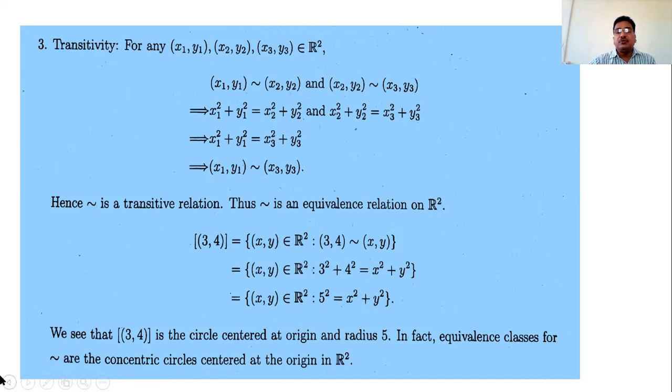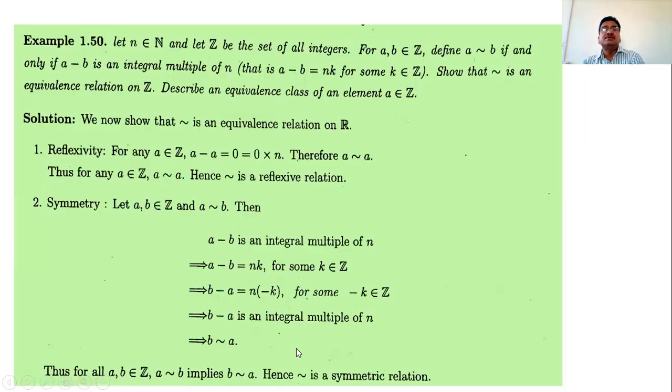So if we have to draw the figure of this equivalence class of (3, 4), then draw the circle with center (0, 0) and radius 5. So we can also interpret this equivalence class of (3, 4) geometrically. So these are some examples.